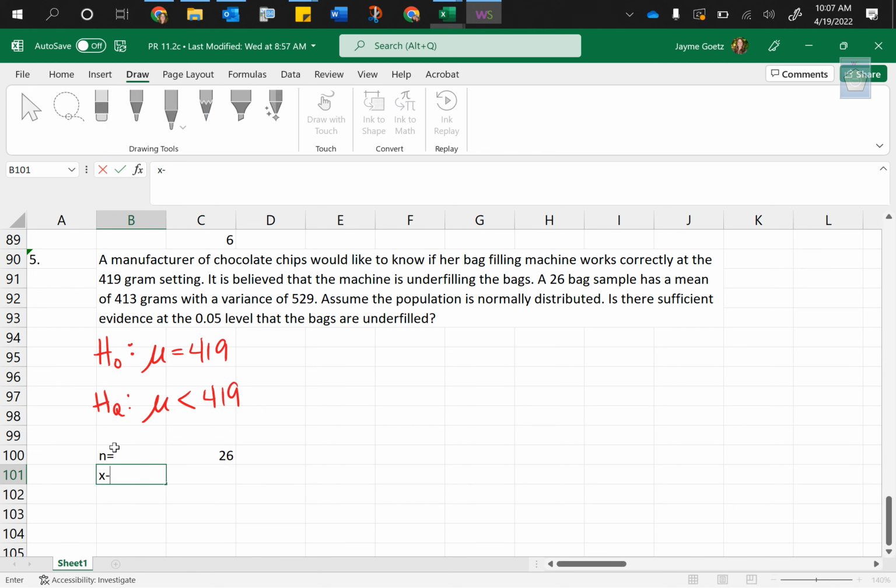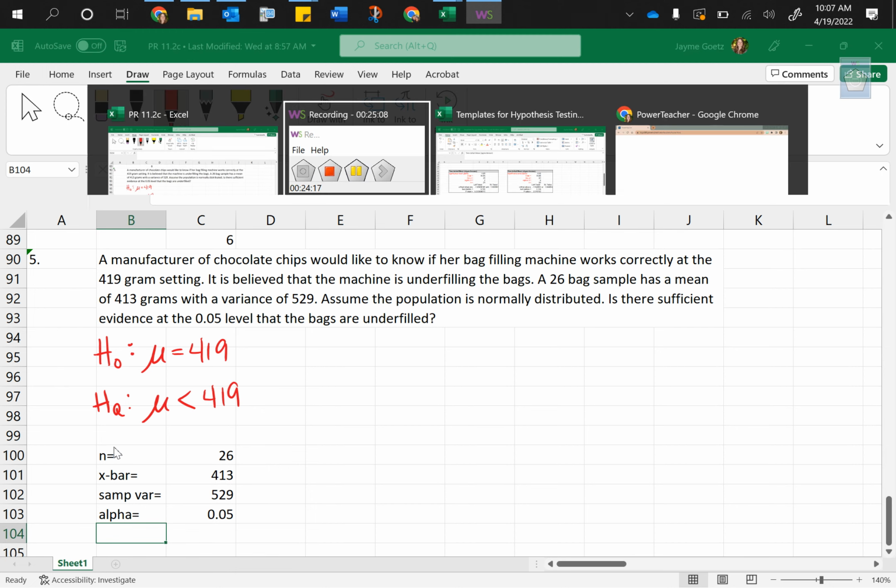What is my n value? 26. What is my x bar? 413. They gave me 529. What is that? Sample variance. So that's going to be my sample variance, and we said that is 529. And what is my alpha? 0.05. Okay. So we said one-tailed test, and is sigma known or not?